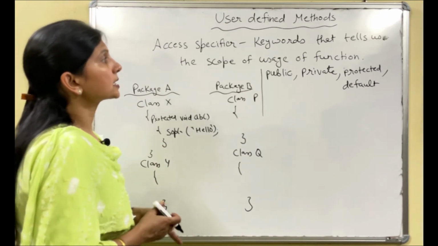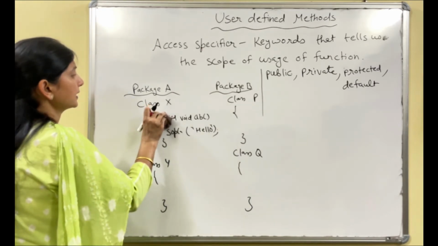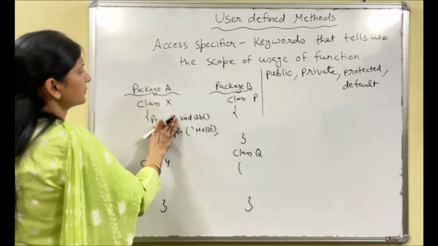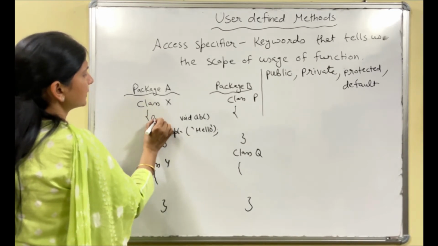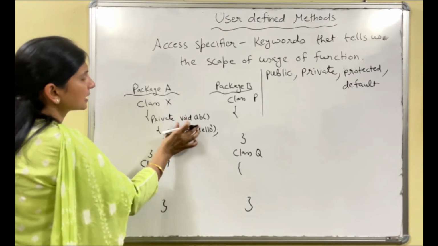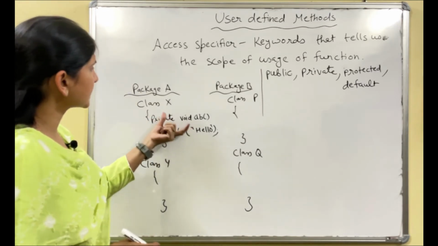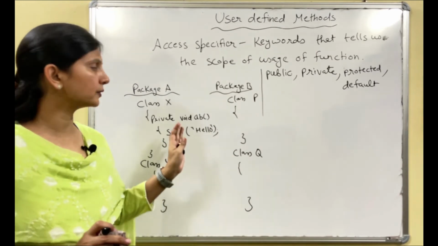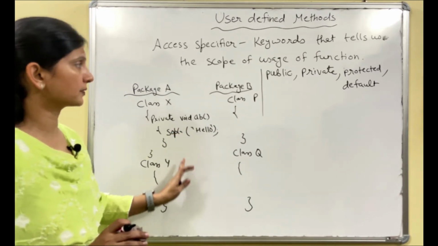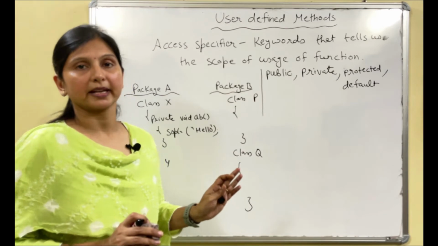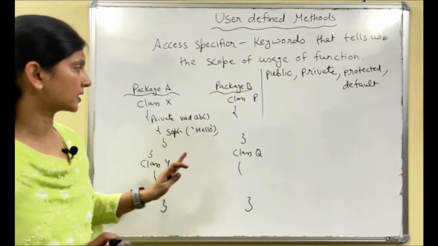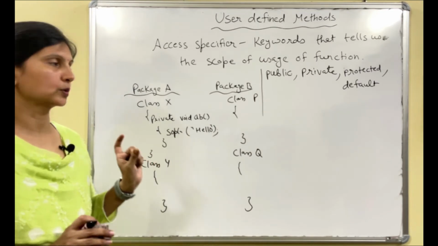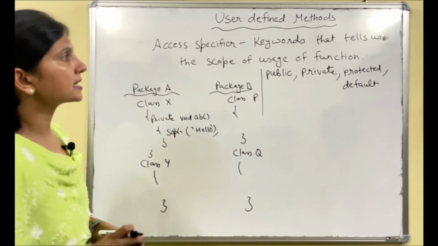Now the next is private. If I am using the access specifier private here, private means within a class only. If it is defined in class X, we can use this function in class X only. We cannot call this function in class Y or in another package or outside the package. Fine. So private means within the class only, right? Now the last is default.